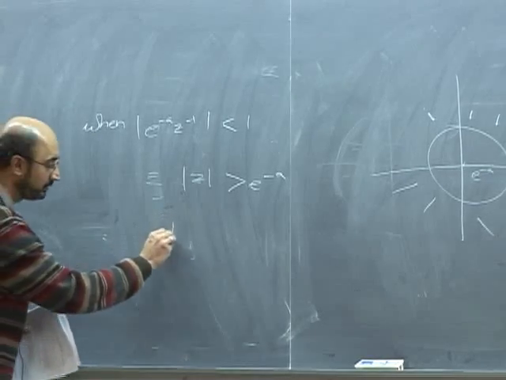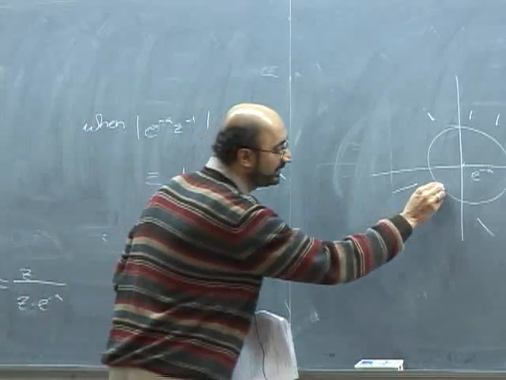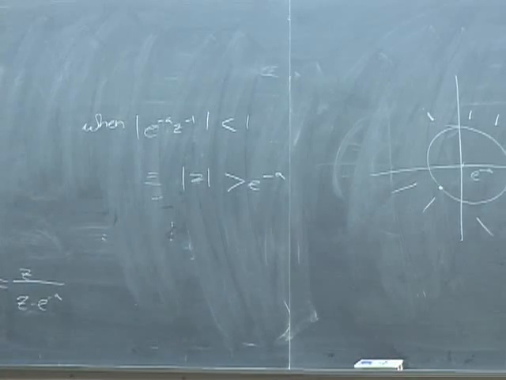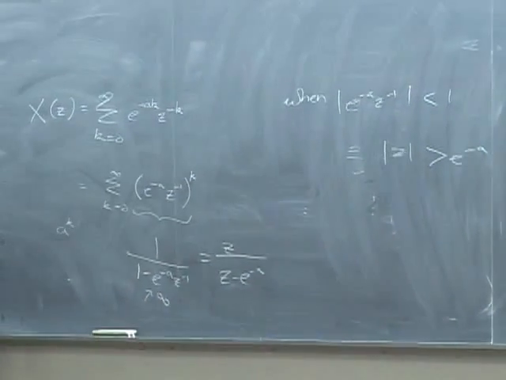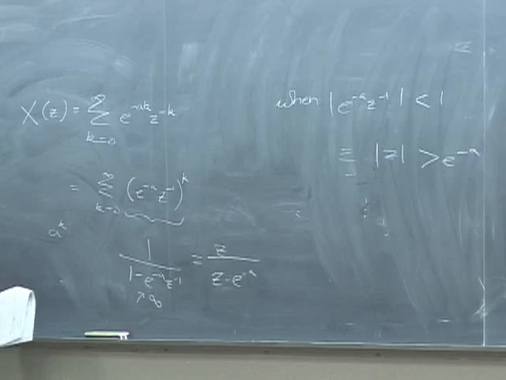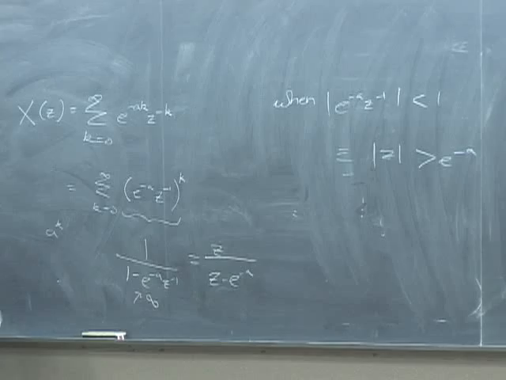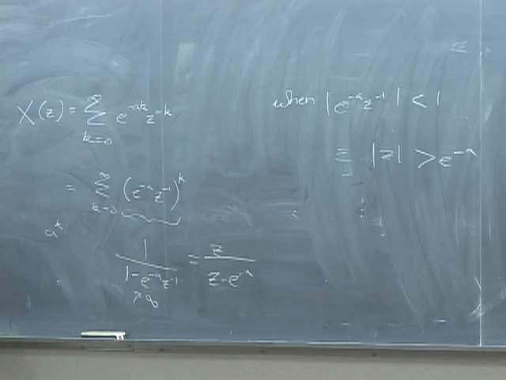What about if z equals e to the minus a? If you're on this ring, basically what happens is that this value is going to be infinite, right? If you're on this ring, z inverse is going to be equal to e to the minus a. So this becomes 1 minus 1, which becomes 1 over 0, the infinity form, and so that's a pole.